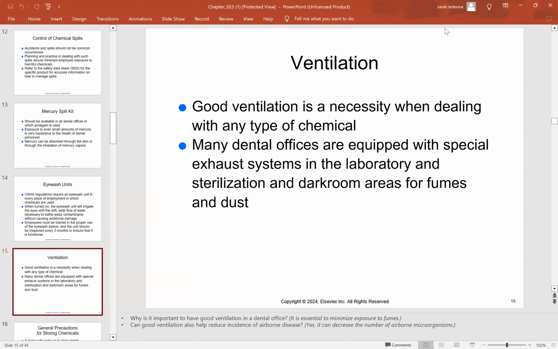Good ventilation is necessary when dealing with any type of chemical. Many dental offices are equipped with special exhaust systems in the lab and sterilization, and also in the darkroom area for the fumes and the dust that accumulate.